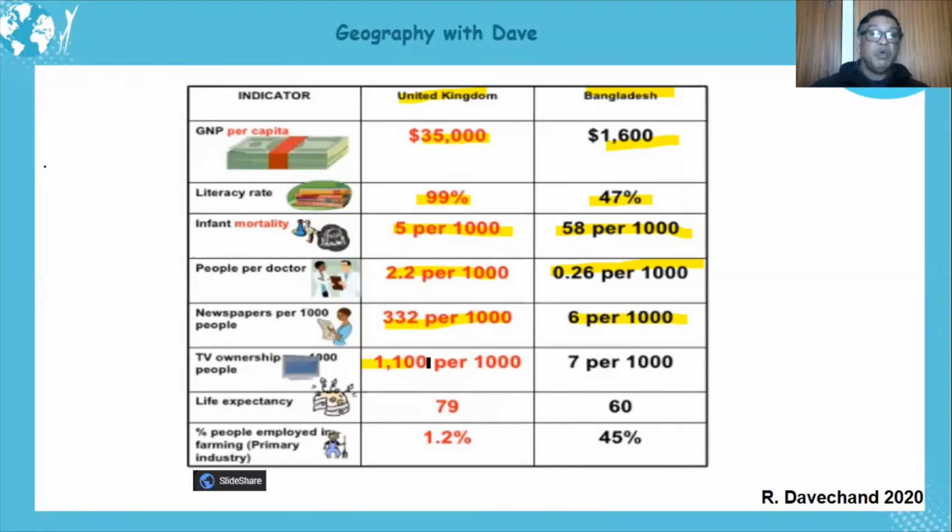TV ownership, 1,100 per thousand. Means that some families have 2 TVs or more. You understand? Look at this, 7 per thousand. So we talk about just the TV. Imagine the internet facilities, etc.